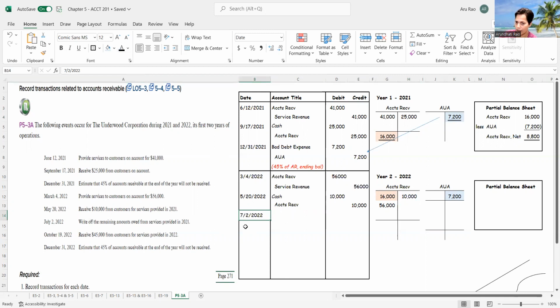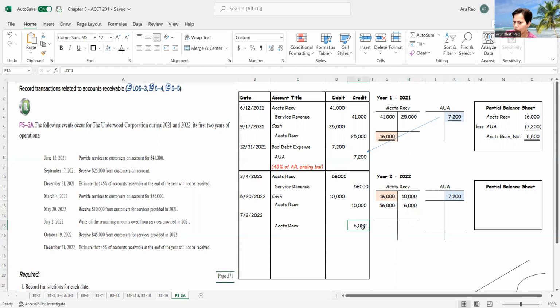I write the date, July 2nd. I am writing off a receivable, which means I'm taking it off my books. In the ordinary course, you take it off your books only when you get cash. But here I'm saying, I'm not getting it. I'm going to credit that account. The money that's owed to me, 6,000, I'm just taking it off my books. So if you see over here, I was owed 16, I collected 10, the remaining 6, I'm writing it off.